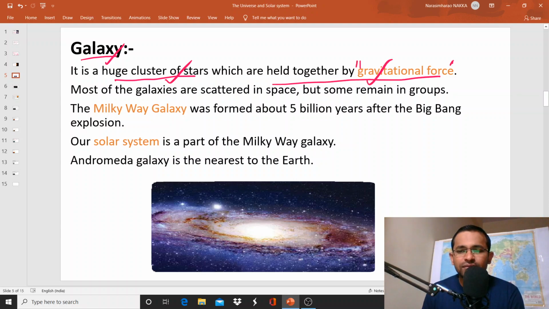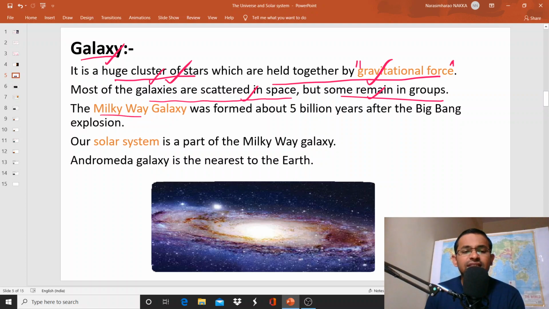I already told you the importance and significance of gravitational force. Most of the galaxies are scattered in space, but some remain in groups. That means some galaxies are isolated and some galaxies are grouped together. There are single galaxies which stay in isolation, and there are galaxies which are located in groups. These groups are called clusters. So clusters of galaxies, and galaxy means cluster of stars.